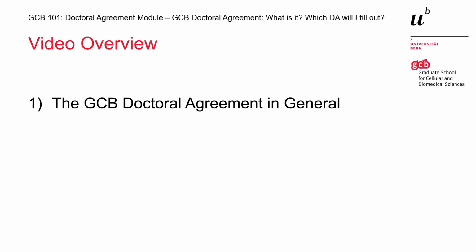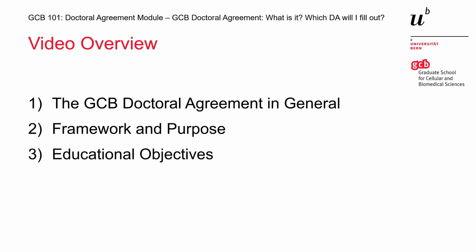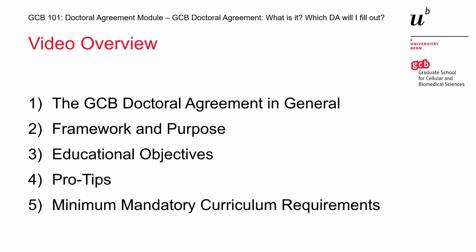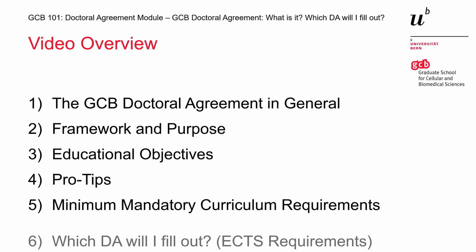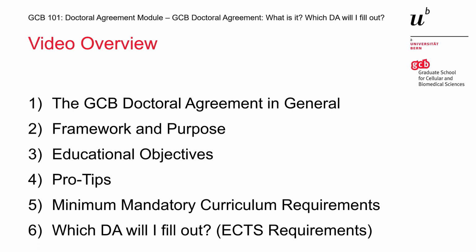In step 1, we will explain the Doctoral Agreement in general. In step 2, we will elaborate on the framework and purpose of the Doctoral Agreement. In step 3, we will talk about the educational objectives. In step 4, we will tell you about our pro tips. There are a number of these. In step 5, we will discuss your minimum mandatory curriculum requirements. And in step 6, we will introduce you to your doctoral agreement that you will have to fill out.